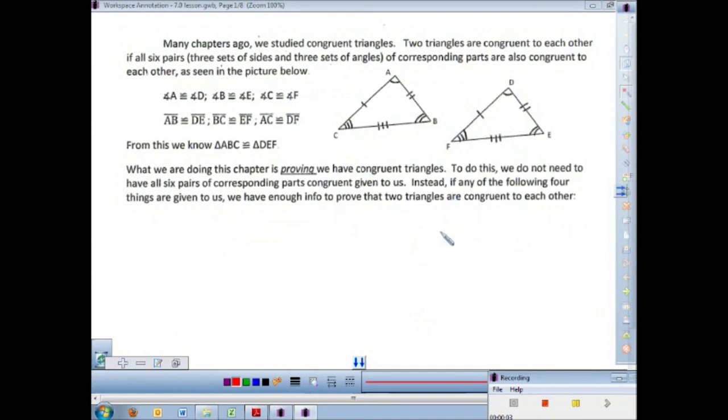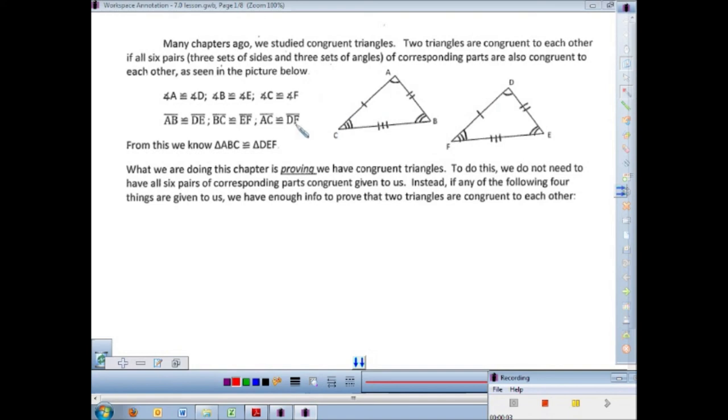What we're going to discuss in this chapter is how to prove that we have triangles congruent. So many chapters ago we studied congruent triangles, and that means that they're the same size, same shape. And two triangles are congruent if all six pairs of things, like these three sets of angles, like angle A congruent to angle D, angle B congruent to angle E, and etc., and the set of sides, like segment AC congruent to segment FD, and etc.